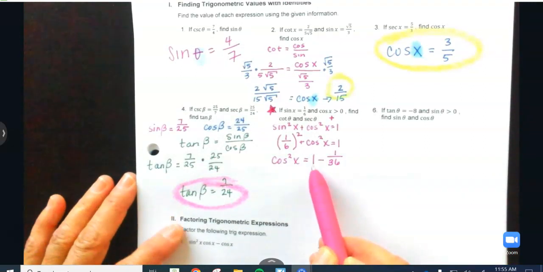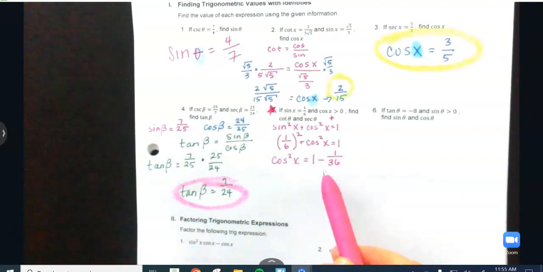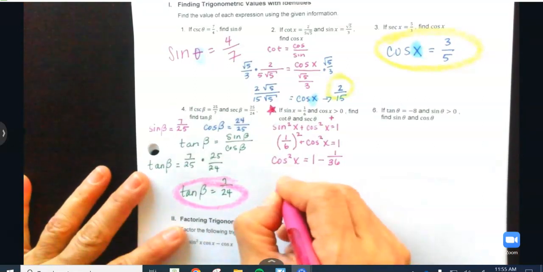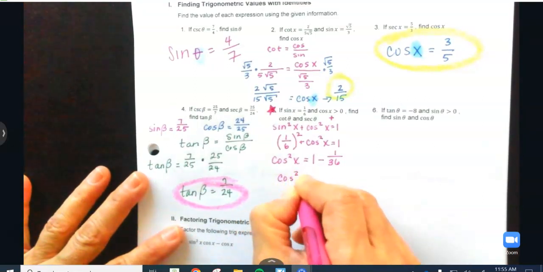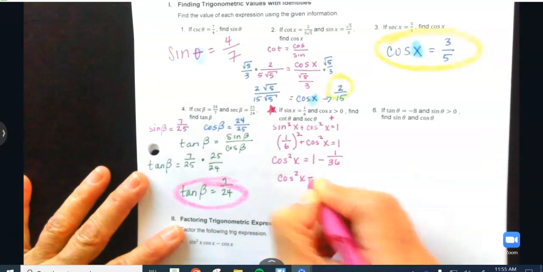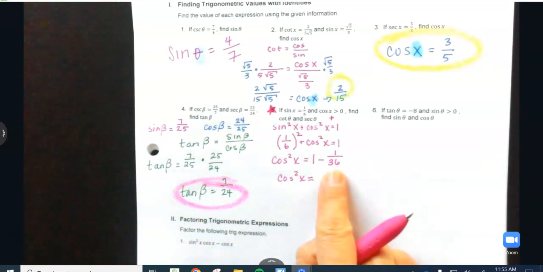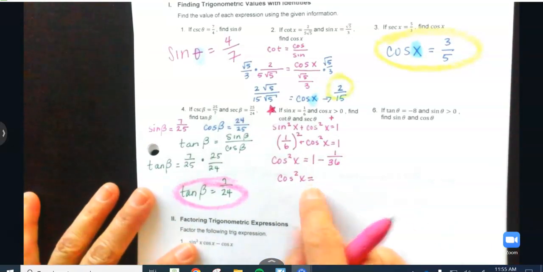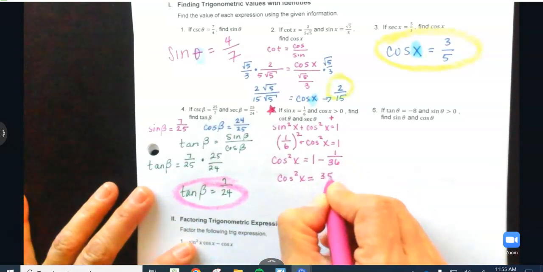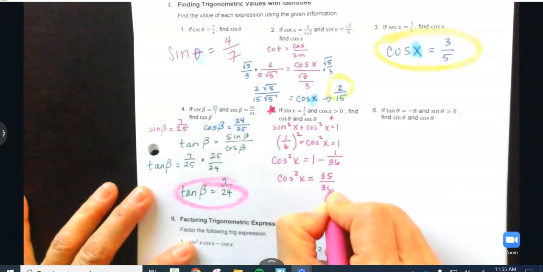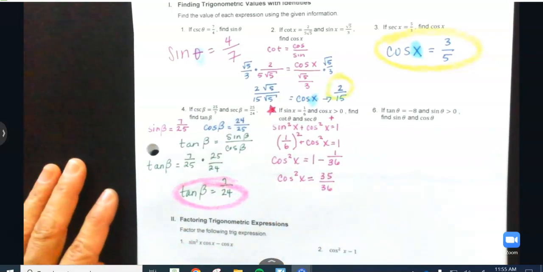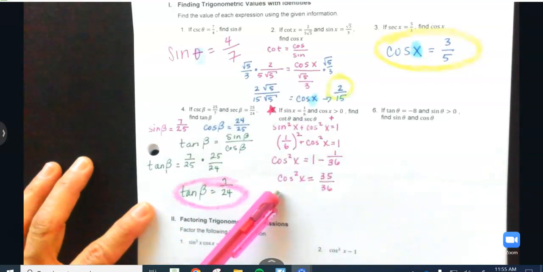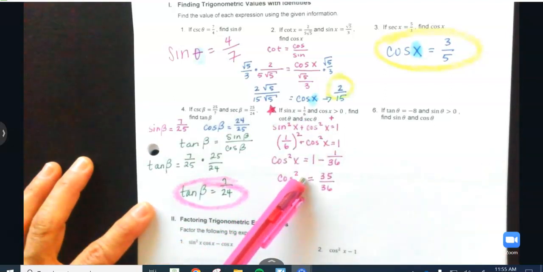Again, a whole number with a fraction at this point should be very easy for you to compute. If you need to go back and watch the first video on having a whole number combined with a fraction, go do that now. Otherwise, you're going to go ahead and write 35 over 36. Now look, we're looking for just plain cosine. That's not cosine, that's cosine squared.